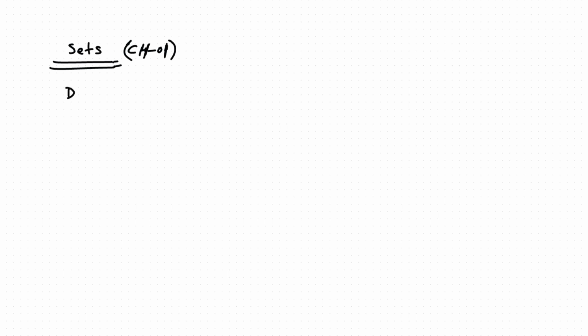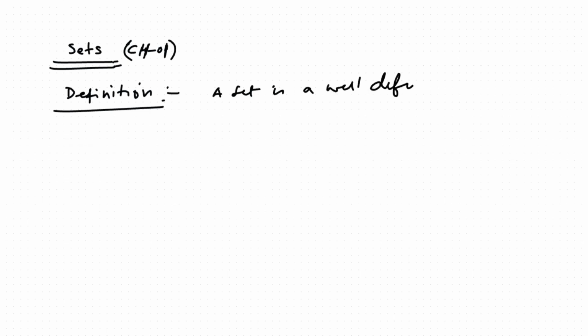So how do you define sets? A set is a well-defined collection of objects. Now, why do we call it well-defined? Because if it is not well-defined, then it may not come in the category of a set.